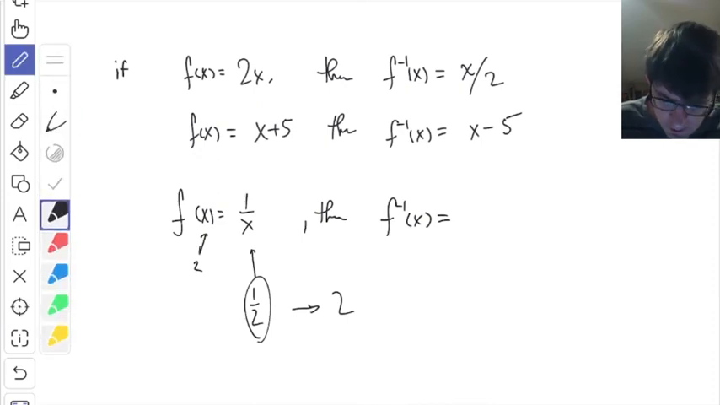I think this is a little weird, but I think it's 1 over x again, right? If you think about what procedure I have to do to undo the operation of doing the reciprocal, the answer is you do the reciprocal again. That will undo the original reciprocal that you did.